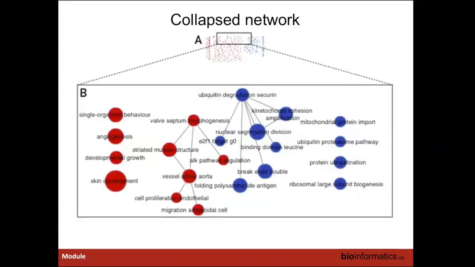If your enrichment map is too busy because you had a lot of pathways that were enriched in your data, there's also an option to collapse the network so that now each cluster that contained a lot of pathways is represented as one node.